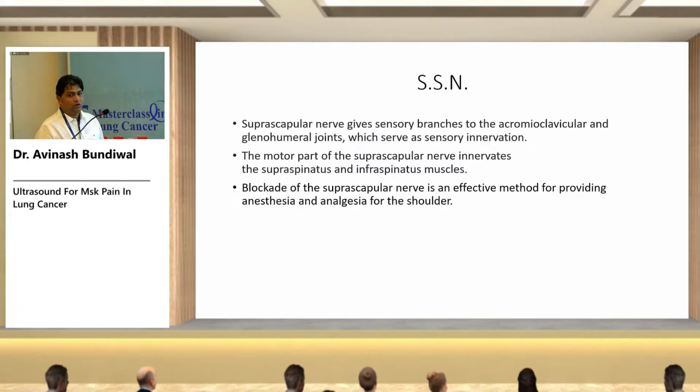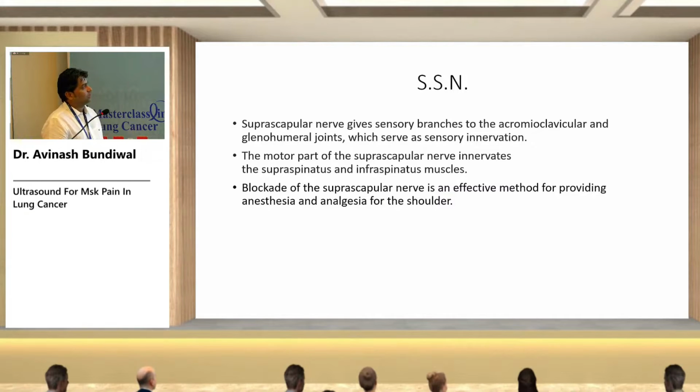So now we come to the peripheral nerve block. Peripheral nerve block depends on which type of nerve or which type of pain syndrome the patient came with. So I discuss just suprascapular nerve block. Suprascapular gives sensory branches to the acromial, clavicular, and glenohumeral regions, which serves as sensory innervation. The motor part affects supraspinatus and infraspinatus muscle.